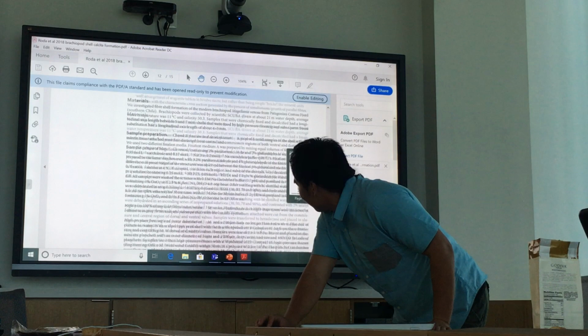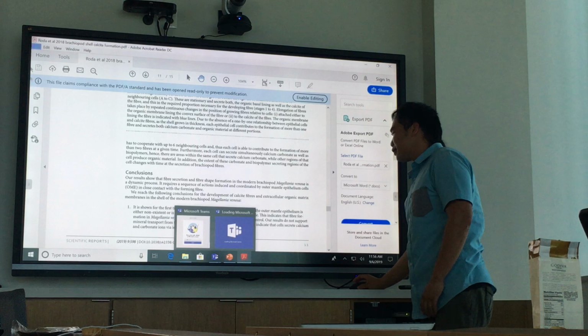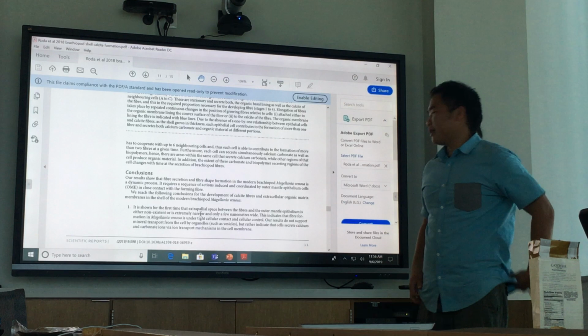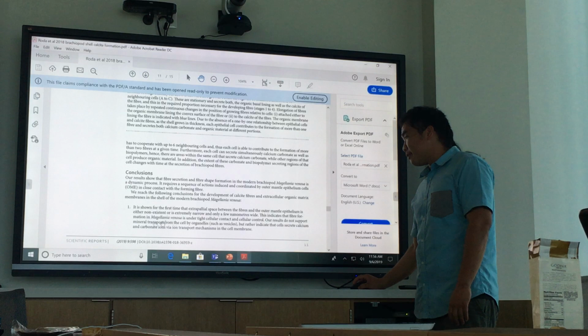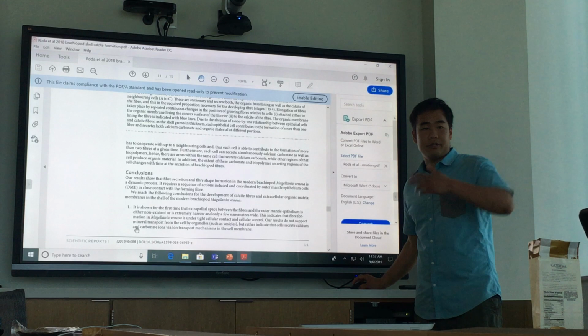Okay, so number one. It is shown for the first time that the extrapallial space between the fibers and outer mantle epithelium is either non-existent or extremely narrow, because they couldn't really see the transition. In the case of the fiber, it is under tight cellular contact and cellular control, hemidesmosomes. Our results do not support mineral transport by organelles, rather the secretion directly. Okay, sounds like a goblet cell. Yeah. It does, right?